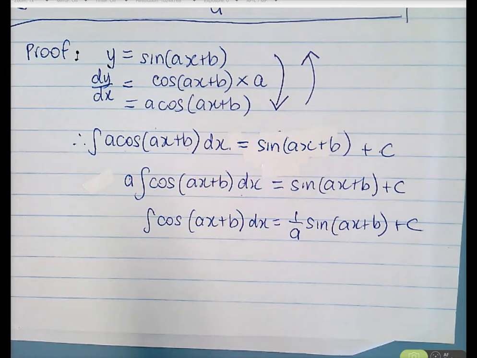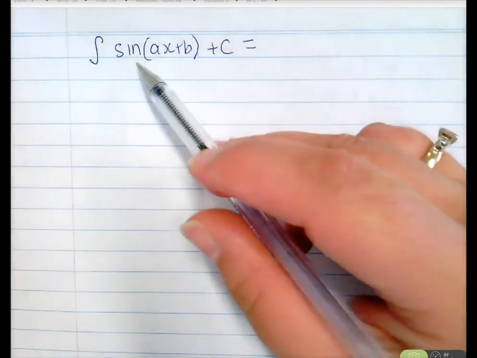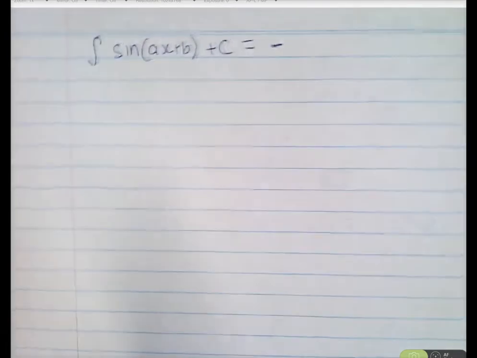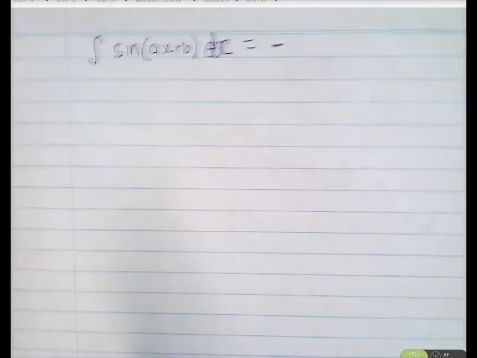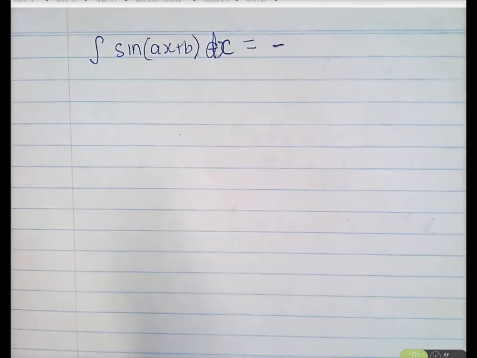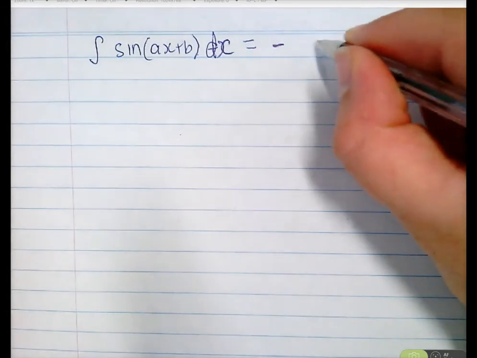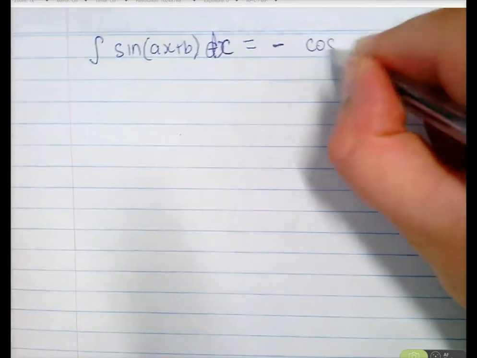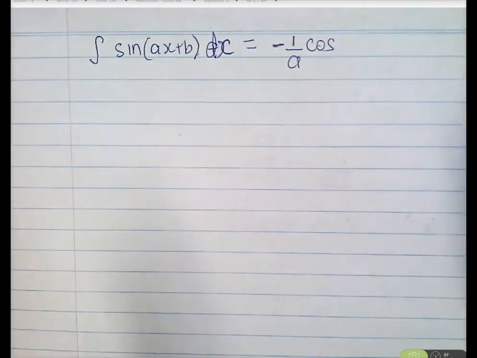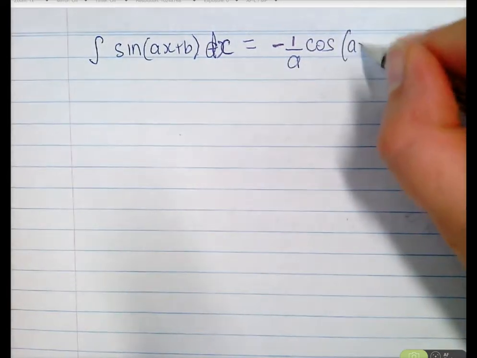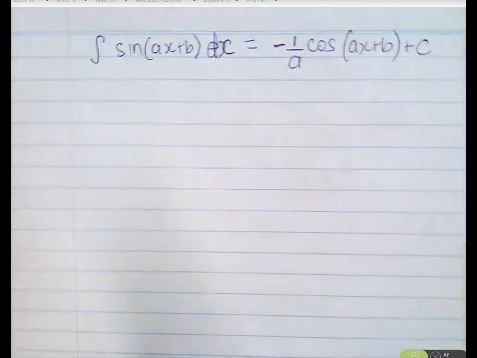Normal sine, you get negative. So the integral of sine ax plus b dx is what? Negative cos. I'm just going to leave a space here. What's it going to be? It's going to be negative 1 on a, similarly. Negative 1 on a cos ax plus b plus c.